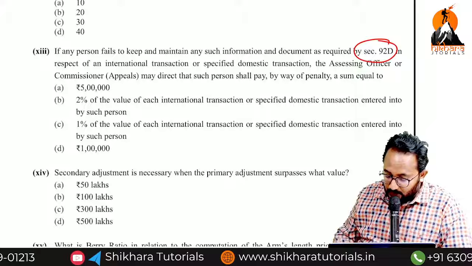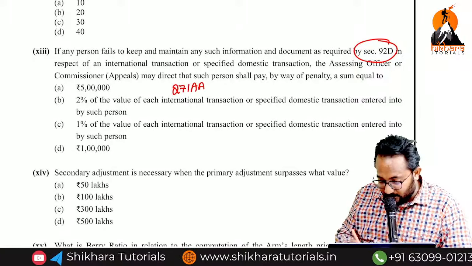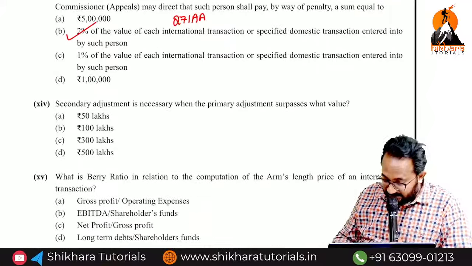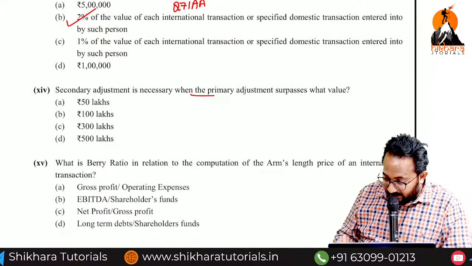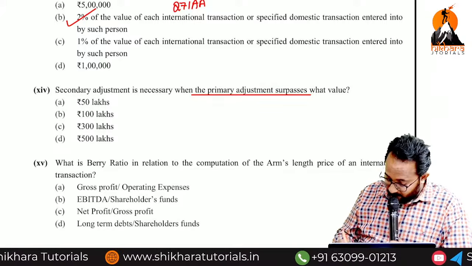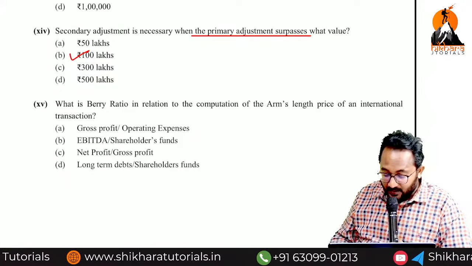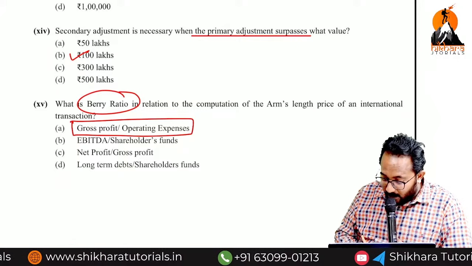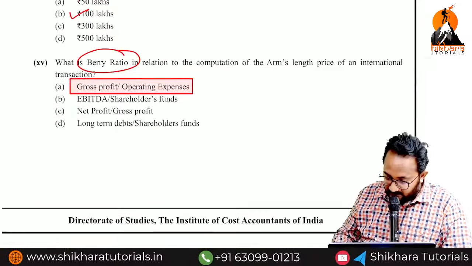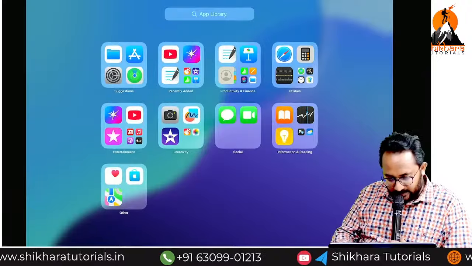If you fail to maintain the records under 92D, what is the penalty under Section 271AA? 2% of the international transaction or specified domestic transaction. Primary adjustment is done only if it is more than 1 crore or 100 lakhs, then only do we have to do secondary adjustment. Berry ratio means gross profit divided by what? Operating expenses. That ends the MTP1 relating to the June attempt.